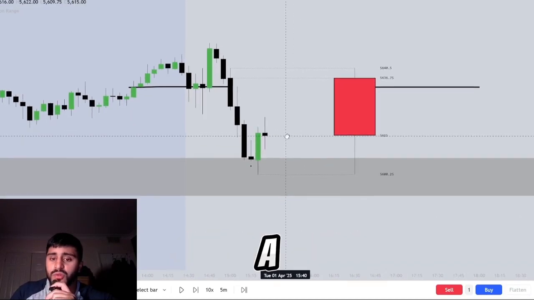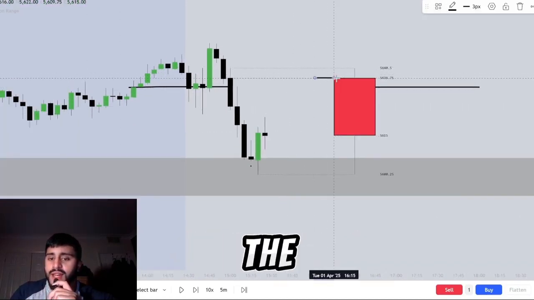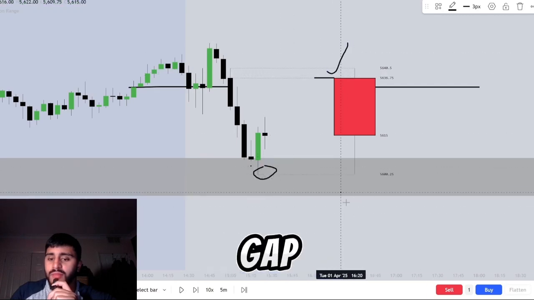We need to understand a few things, right? Why is this an A plus setup? Let's break this down. We're below the 10 a.m. Eastern, tick. We've tapped into a 15-minute fair value gap, tick.